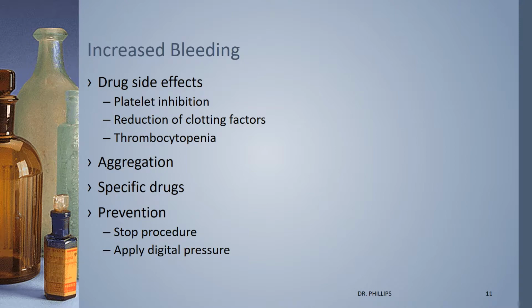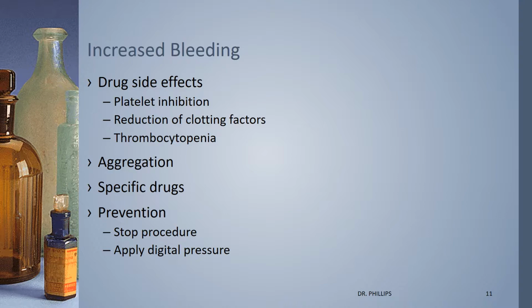Increased bleeding. Sometimes there are some drug side effects that can affect bleeding. One would be platelet inhibition, and aspirin or ASA is an over-the-counter medication that does affect platelet inhibition and can cause increased bleeding when we are treating a patient. Reduction of clotting factors. So this is an anticoagulating effect. And again, this can interfere with our treatment plan.